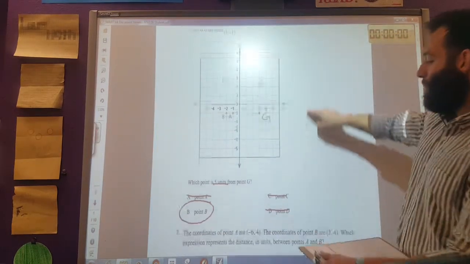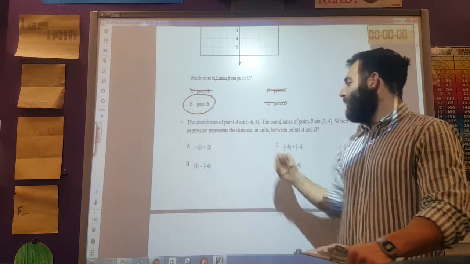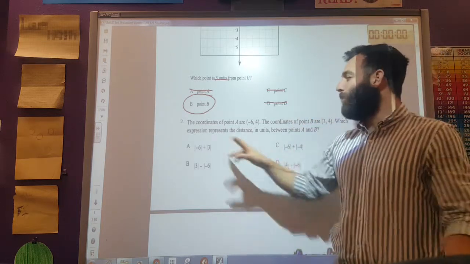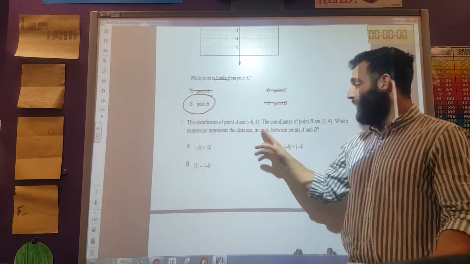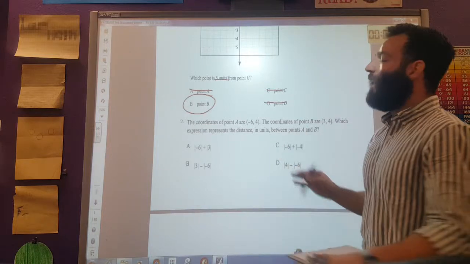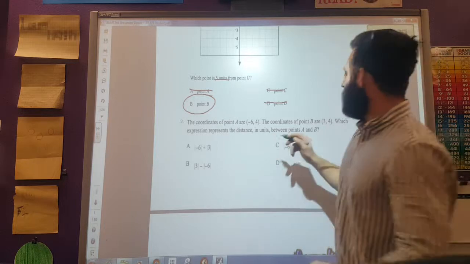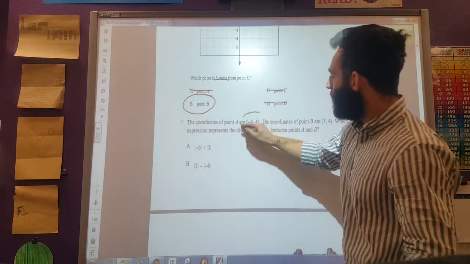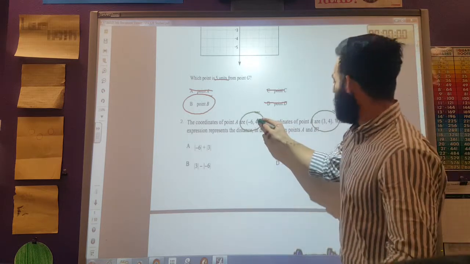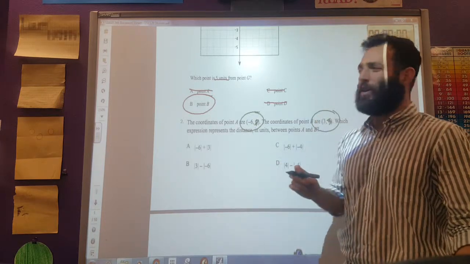Now question number 2 tells you that the coordinates of point A are (-6, 4). The coordinates of point B are (3, 4). Now I want you to tell me which expression represents the distance in units between points A and B. Now you can see that it's not asking you to evaluate, you're just looking for the expression here. So I see that my coordinates are here and here, and I look for the thing that they have in common. I see that they both have a 4 in common. So I'm going to get rid of those. I'm just going to ignore those for right now.